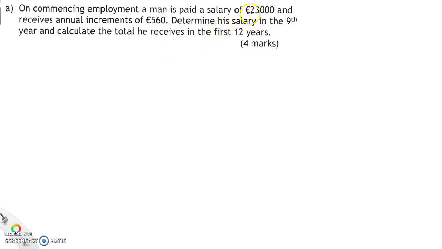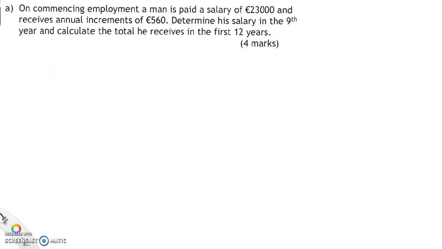So he's getting 23 in the first year, and every year after that he gets a raise of 560. Increment means plus, adding 560, and it's the same amount every year. There's a wee formula in the back of the exam sheet for this, called an arithmetic progression, or AP.